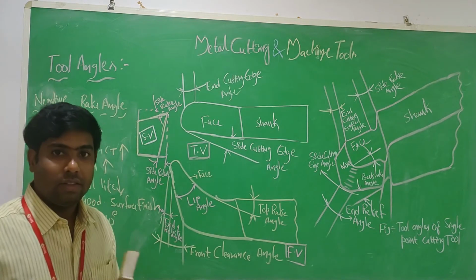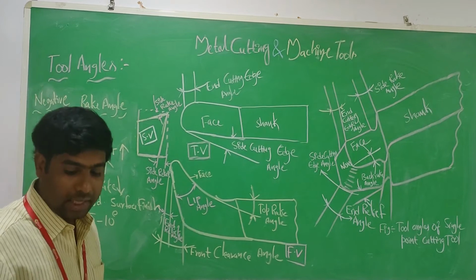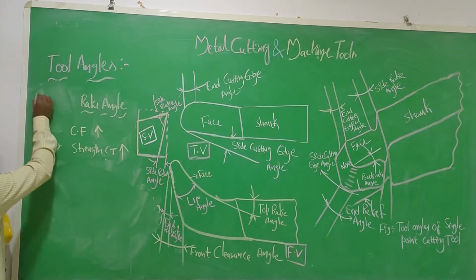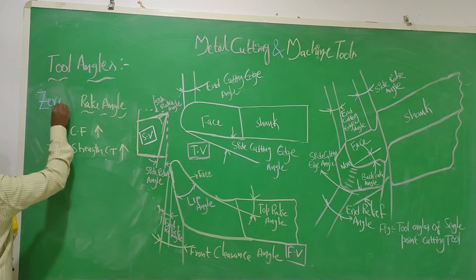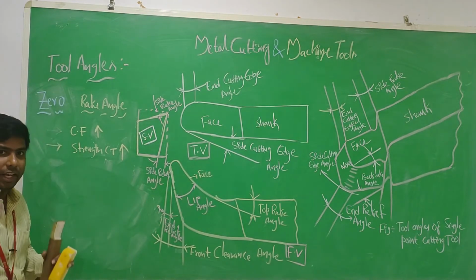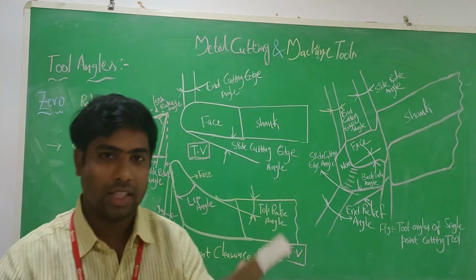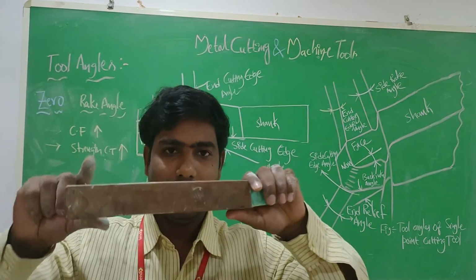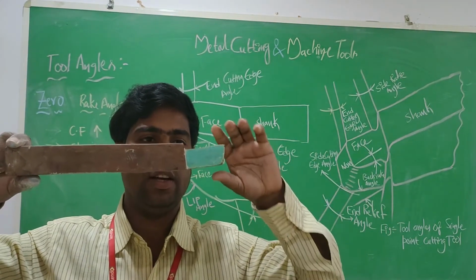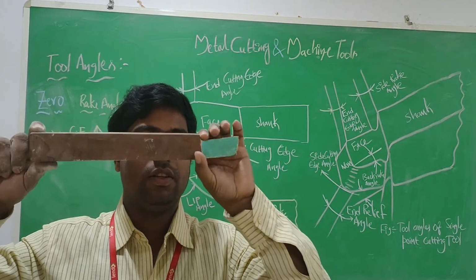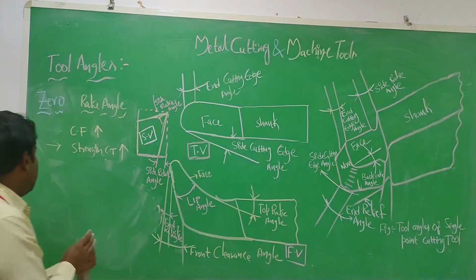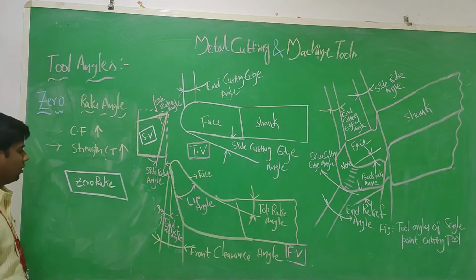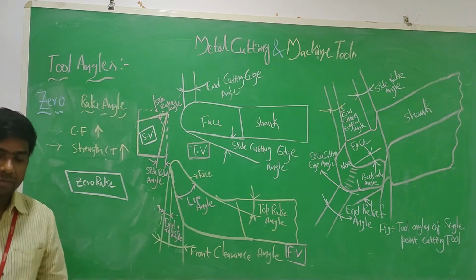After that we have one more angle, that is zero rake angle. We will see about zero rake angle. What is the definition of zero rake angle? We will see. I'll draw a small figure regarding zero rake angle. This is zero rake angle.